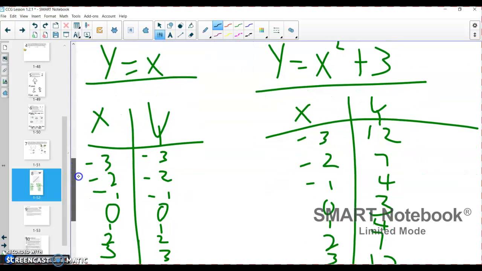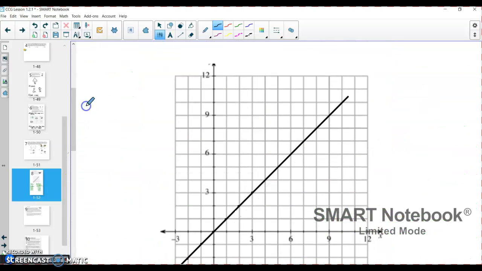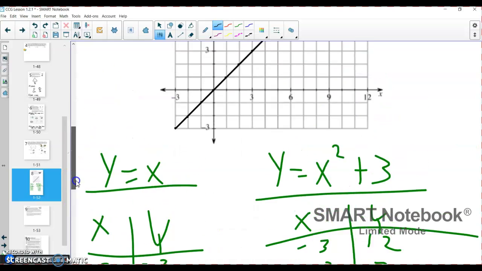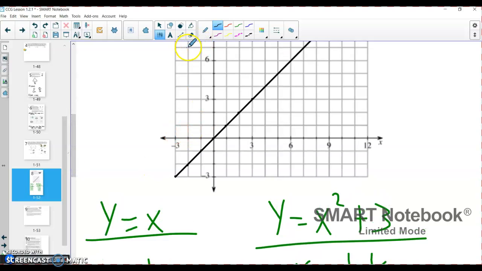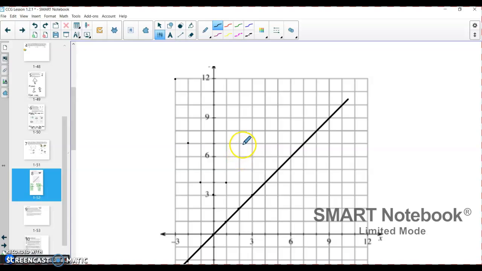And so we can then graph that. So we have -3, 12, so you go over 3 up to 12, and then you go, what is it, 2, 7, so -2 up to 7, -1 up to 4, 0 to 3, and then it repeats on the other side here. And so we get our parabola. Try to draw it as best as I can.